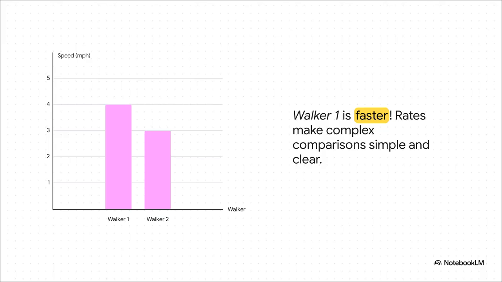For our first walker, we take those 12 miles and divide by 3 hours, and we get a rate of 4 miles per hour. For the second walker, we take 15 miles, divide by 5 hours, and we get 3 miles per hour. Looking at it like this makes it obvious, doesn't it? Walker 1 is definitely the faster one. The rate made the comparison totally clear.